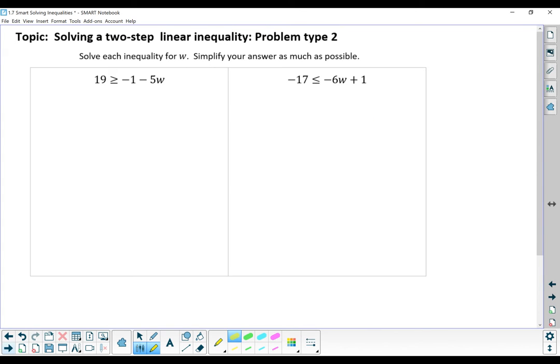So here are the first equations. We're going to try a couple of these. We want to solve for W and simplify our answer as much as possible, and we'll put the answer in inequality form into Alex. So our first equation, we want to start by adding 1 to both sides. We're going to try to isolate that W. So now we have 20 is greater than or equal to negative 5W.